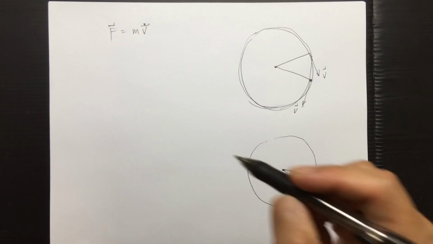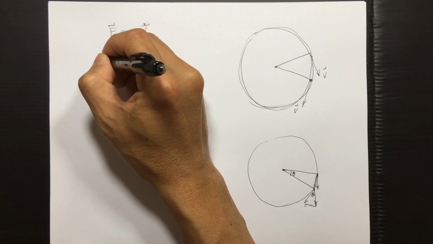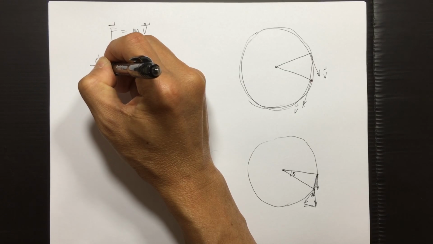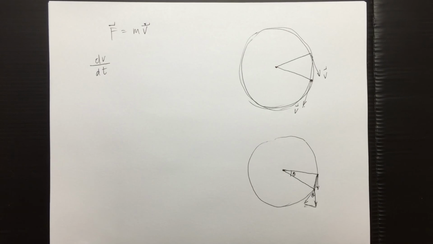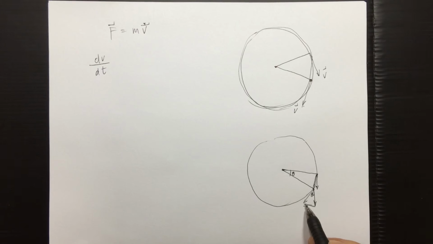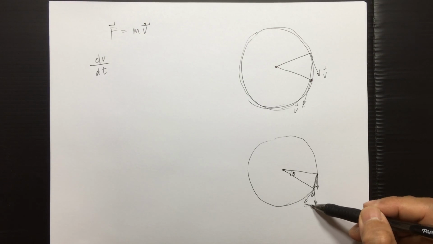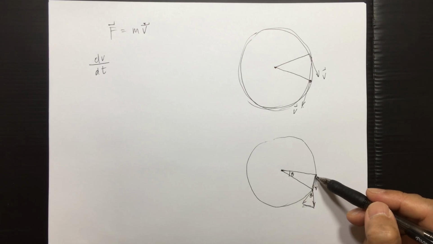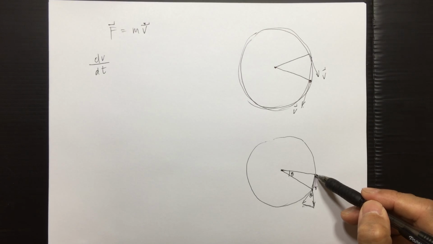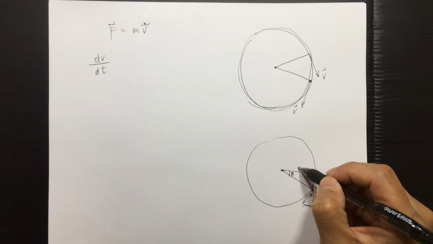We want to understand dv/dt. We know dv is this edge, and it is proportional to theta, S and R. We call this R, the radius.